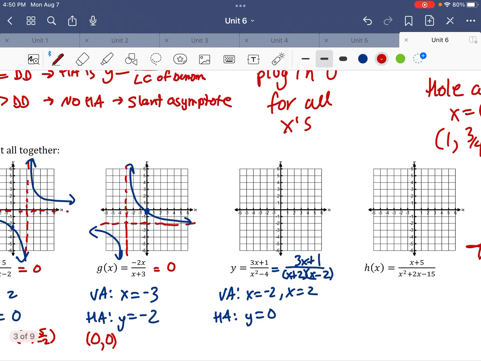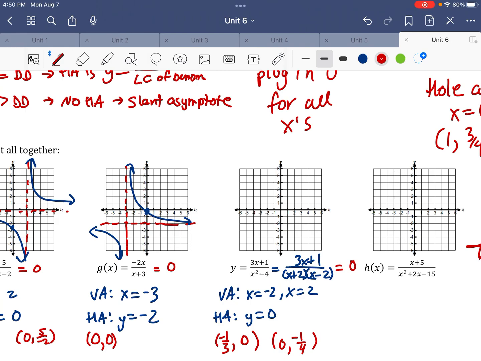If I was going to do my x and y intercepts, if I let y be 0, that would be my x-intercept. So I have to imagine when is this equal to 0. So when is 3x plus 1 equal to 0? That would be -1/3. And when I let all the x's be 0, so if I let this x be 0 and that x be 0, you see how I have a 1 over -4. So I have a -1/4.